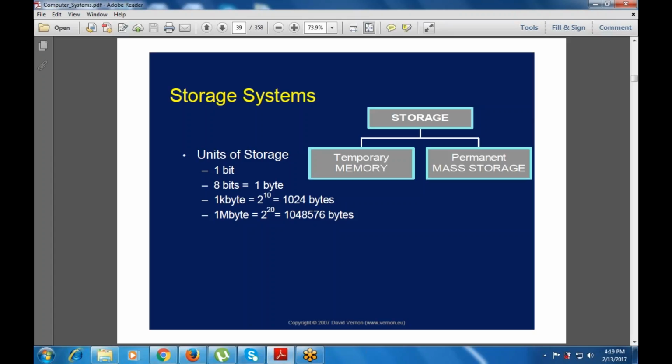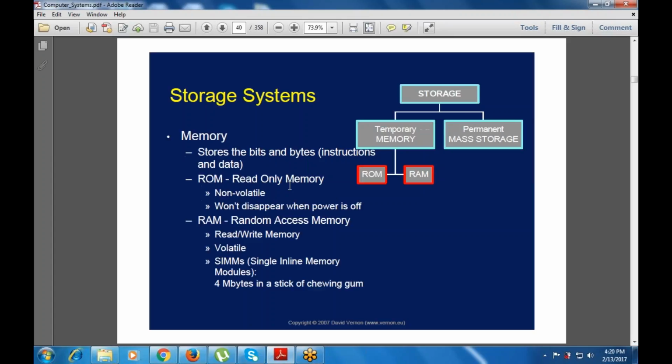So this is 1 bit, then 1 byte equals 8 bits, then 1 kilobyte equals 1024 bytes, then 1 MB equals 1024 kilobytes. Then temporary memory is again divided into two parts: one is the ROM and the other is the RAM.